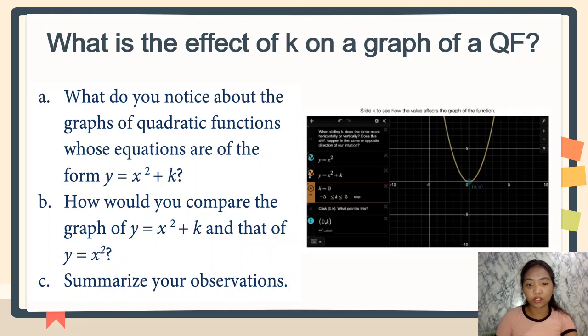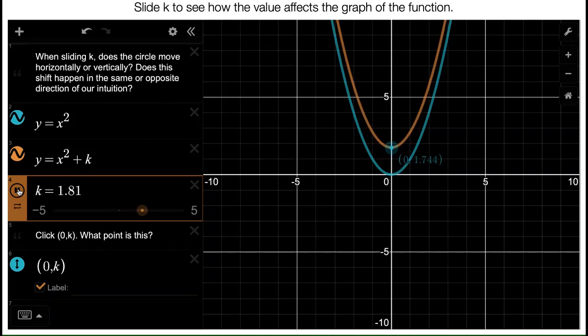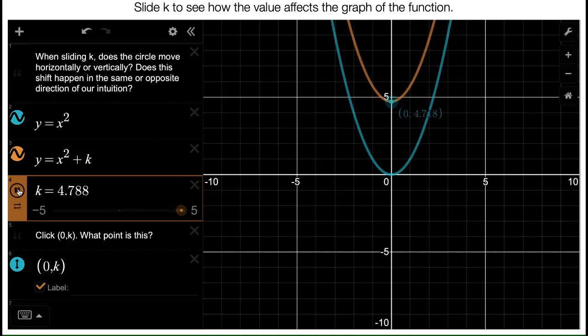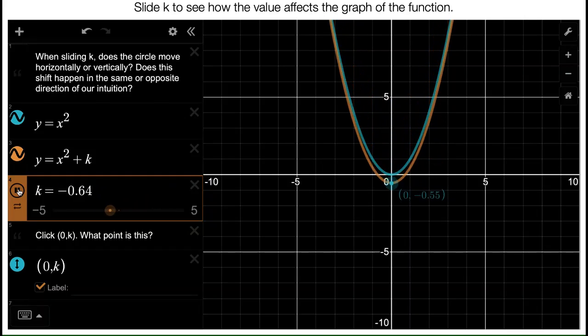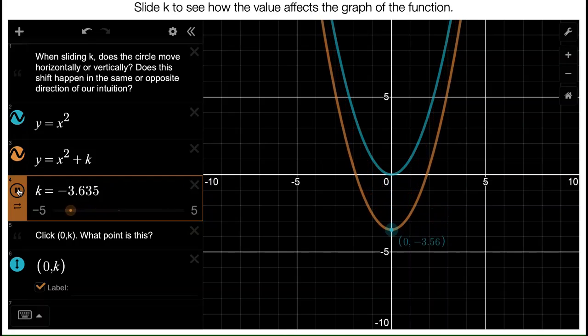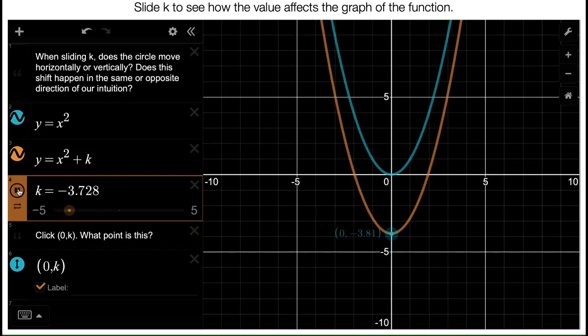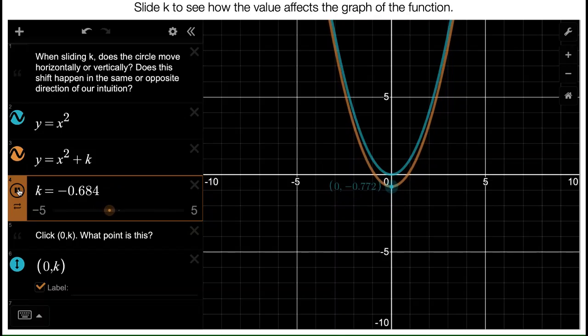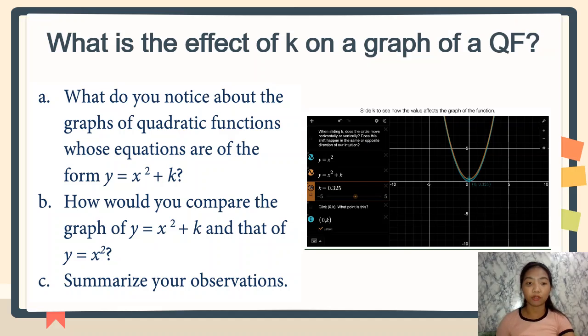Now, I want you to watch this video and notice the effects of k on the parent function x squared. The next video will tackle the effects of k, where we will change the value of k from -5 to 5. Observe that as k grows bigger from 0 to 5, the graph moves up. And as k moves to -5, the graph moves down.